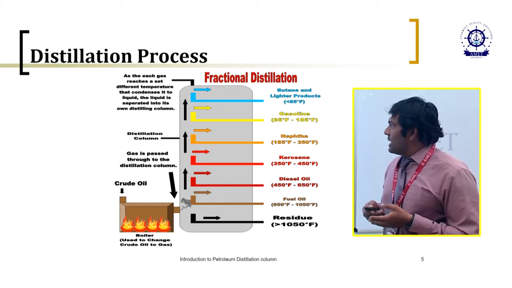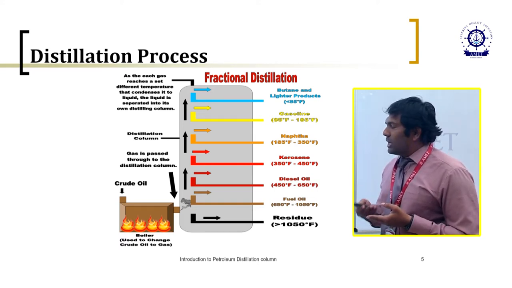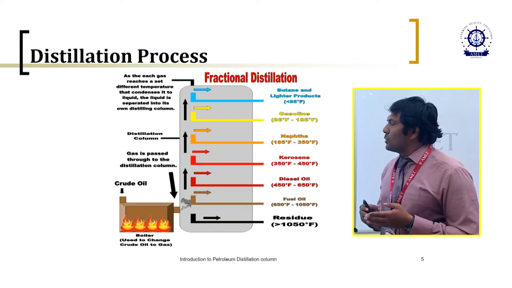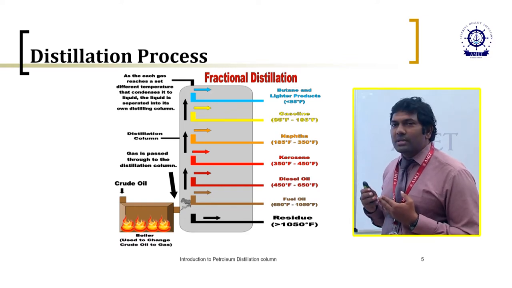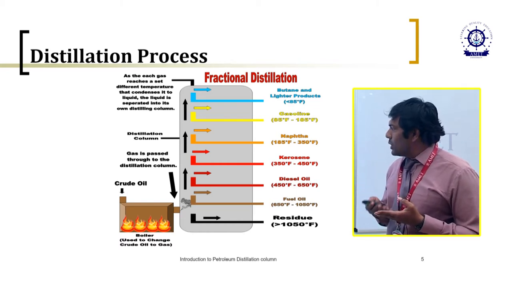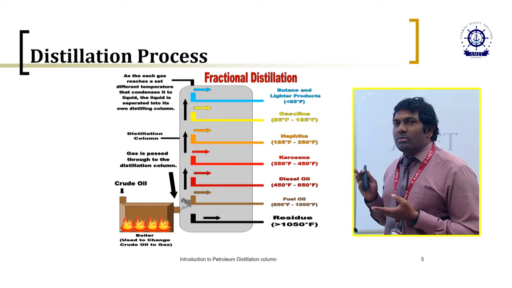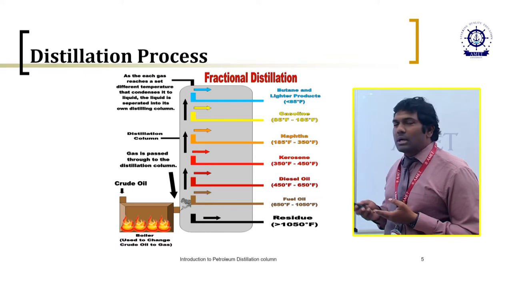When it moves upward, it is separated into lighter fractions at the top of the column and heavy fractions at the bottom. As per the boiling points of the different fractions in the crude oil, it is converted into products according to their boiling point. At the top of the column are the fractions with lower boiling points, and at the bottom are the fractions with higher boiling points. For example, butane at the top has the lowest boiling point among all these, lesser than 85 degrees Fahrenheit. Gasoline comes after butane, and likewise the residue comes at the bottom of the column.